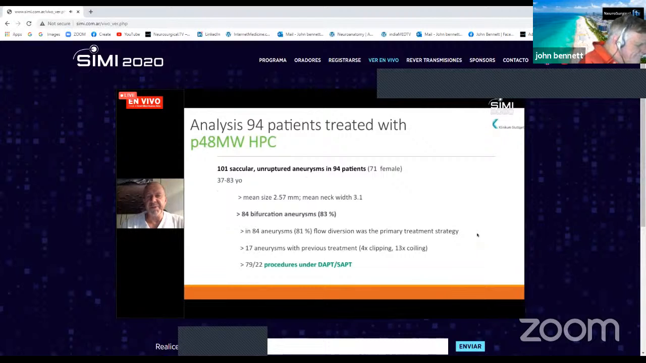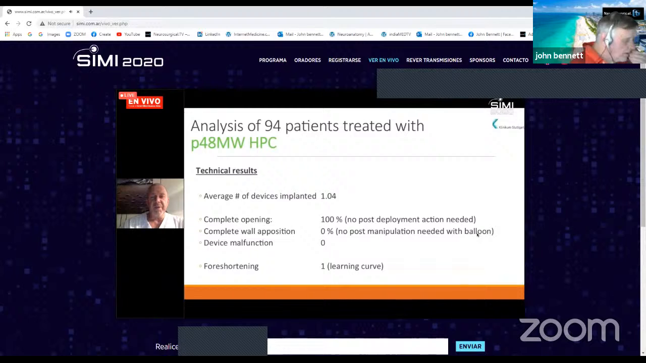Again, small aneurysms in the range of 3 to 4 millimeters if we look at the mean aneurysm fundus diameter. We had another 83% of bifurcation aneurysms, an even higher rate. And for the far majority, for 80%, the flow diversion was the primary treatment strategy. We had in this subgroup 4 clipped aneurysms and 13 previously coiled aneurysms. 79 patients were under dual antiaggregation and 22 were under single antiplatelet therapy.